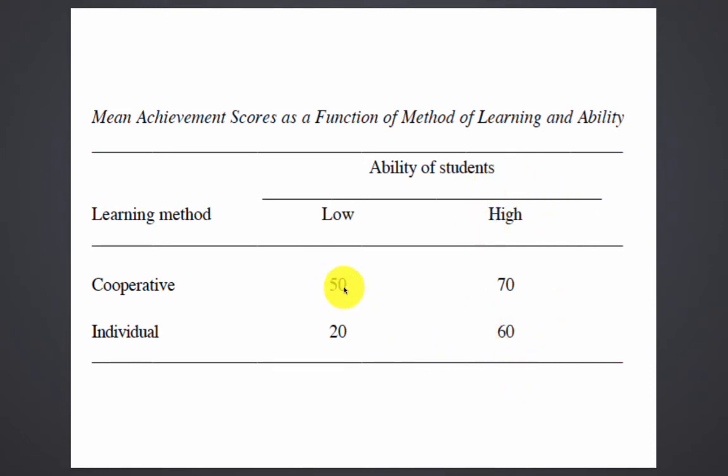And so if I were to take the difference between cooperative and individual in the low ability students, we see that there's a 30-point difference. So the cooperative education students had, on average, a 30-point higher score. If we then look at what's happening in the high level group, the difference between cooperative and individual type education is only 10 points. So there's a much weaker effect. So that's really interesting to see that depending on the level of ability of the students, the intervention is having a differential effect.